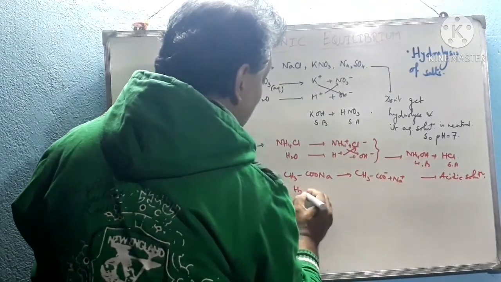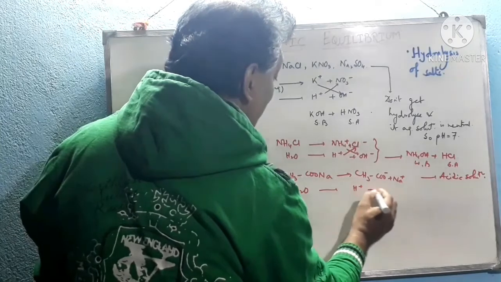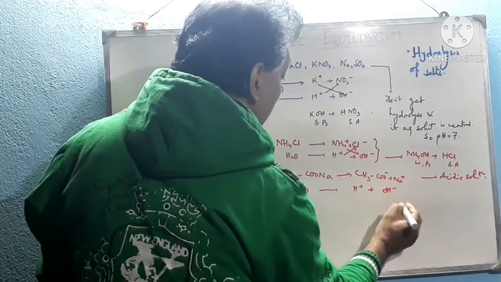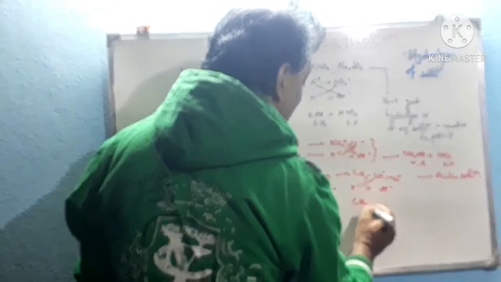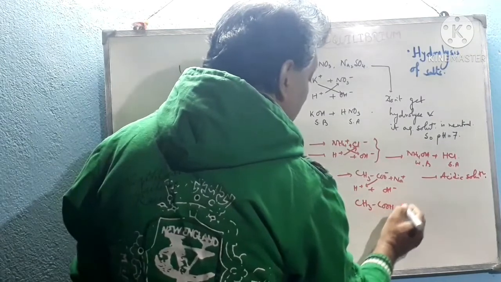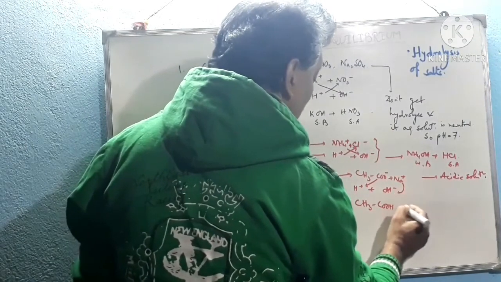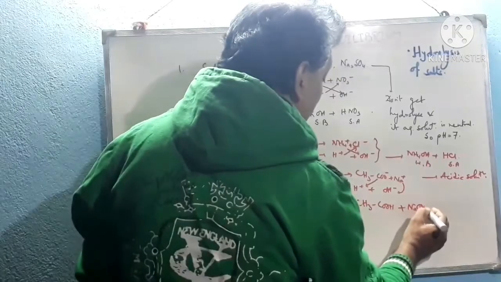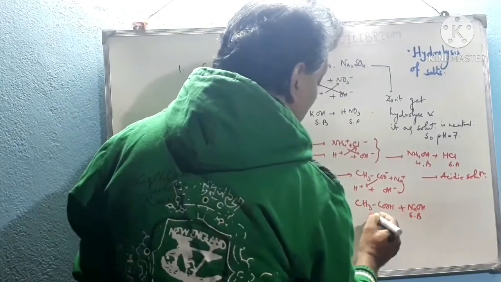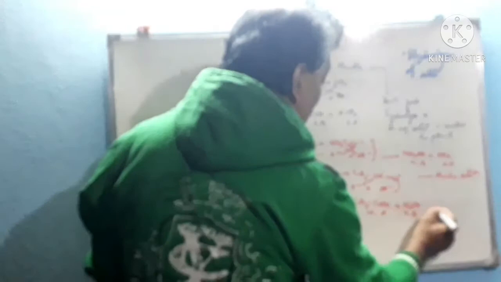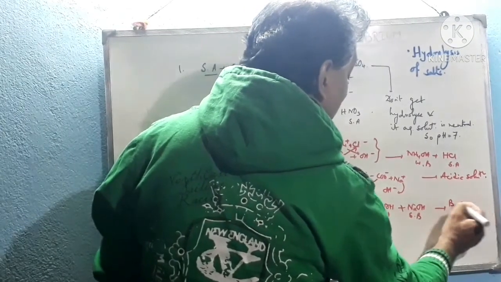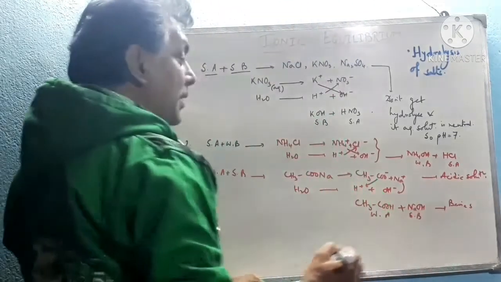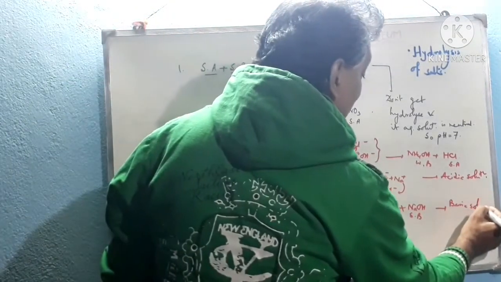Water also dissociates to form H plus and OH minus. Again the anion combines with H plus to form acetic acid, and the cation combines with OH minus to form sodium hydroxide. We know that this is a strong base but the other is a weak acid, and hence the solution is basic. That means pH is greater than 7. In case of an acidic solution, pH is less than 7.